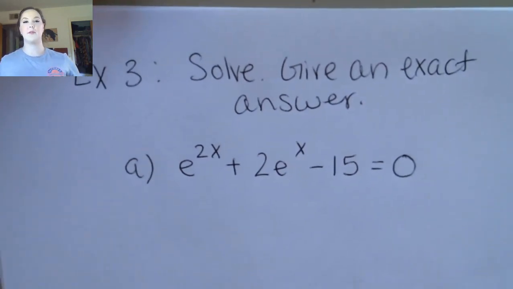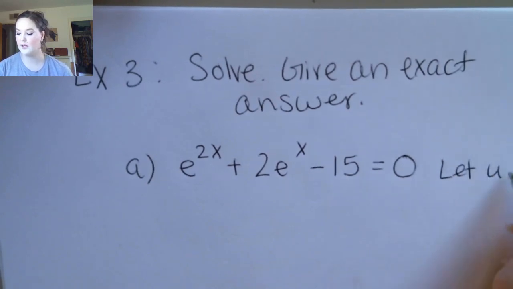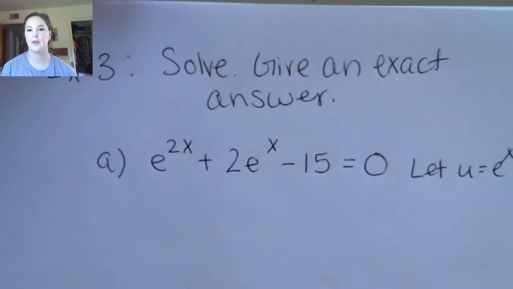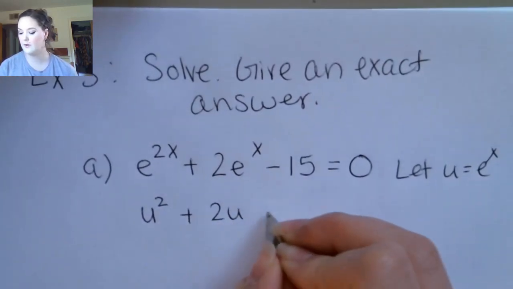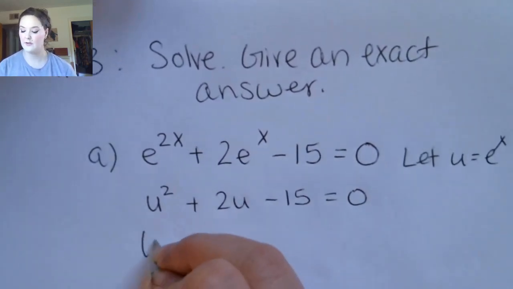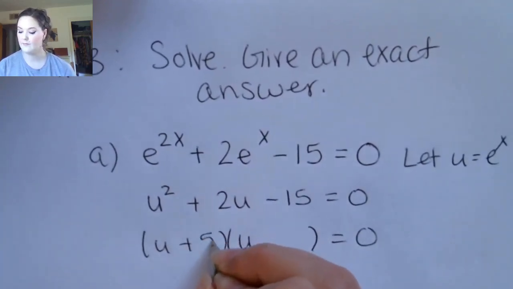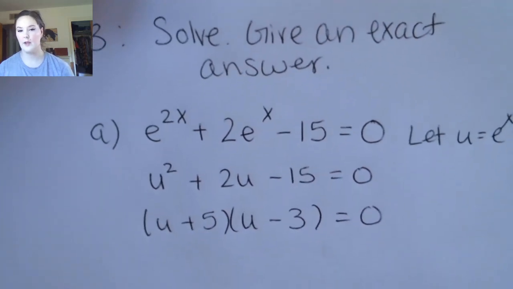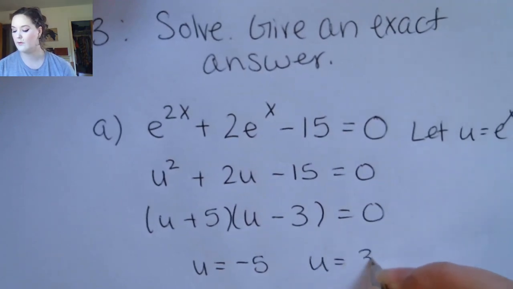Now this should look familiar to you guys because this is actually an equation that's quadratic in form. If you can't see that, remember you can always do the u substitution thing and let u equal e to the x. So this would give you u squared plus 2u minus 15 equals 0. Then you can see that you can factor this, and that will give you two things, u equals negative 5 and u equals 3.